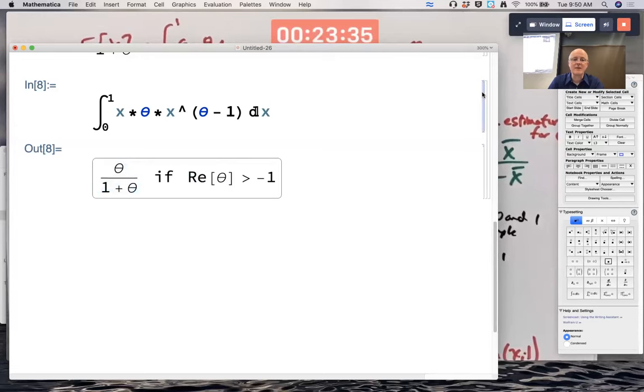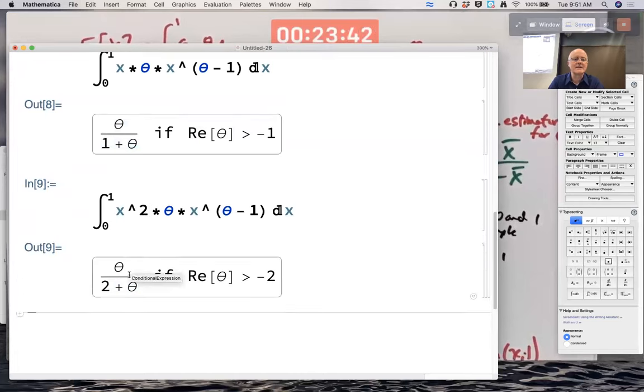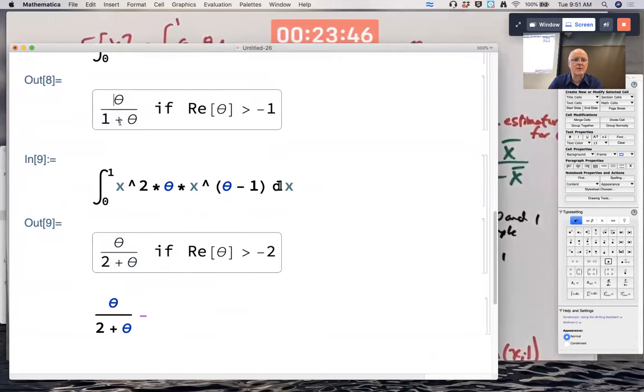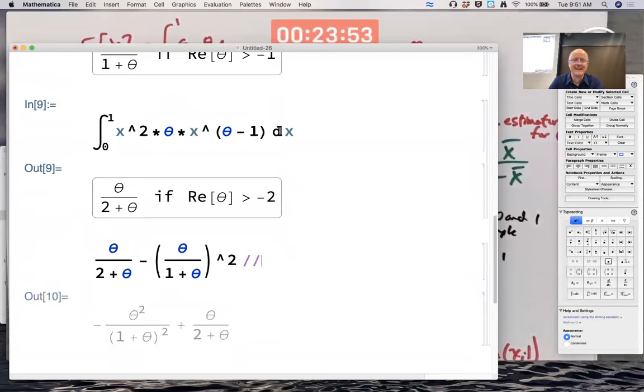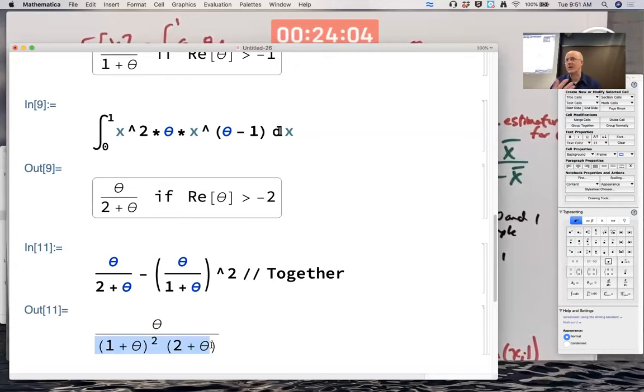There's the first moment, confirms the mean. Second moment gives you this. And second moment minus first moment squared is complicated. In fact, the bottom of the fraction is a cubic function of theta, so it's not a simple variance. That's the variance. Square root of that would be the standard deviation.